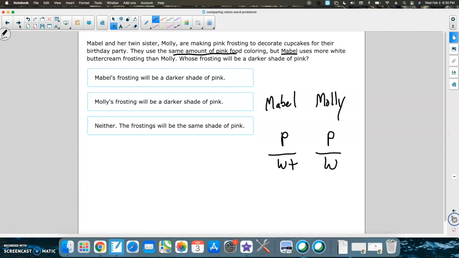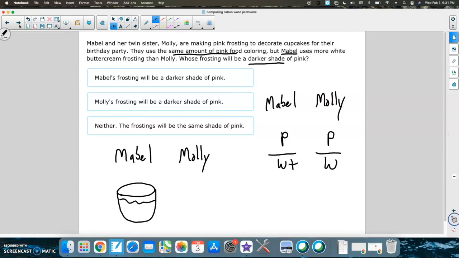Whose frosting will be a darker shade of pink? Okay. Again, sometimes pictures help. So we have Mabel. And we have Molly. And Mabel has more frosting, so I'm going to draw a bigger bowl, because her bowl is going to be bigger. More frosting in it, right? It's full of frosting. Molly's will be smaller, smaller bowl. She's got her frosting. And they put the same amount of pink food coloring in. So let's just say 3 drops, just to make it simple. All right. So in goes those drops. This one's hovering on the top. You get it though. You mix it up, right? Okay. So which one's going to be a darker shade?